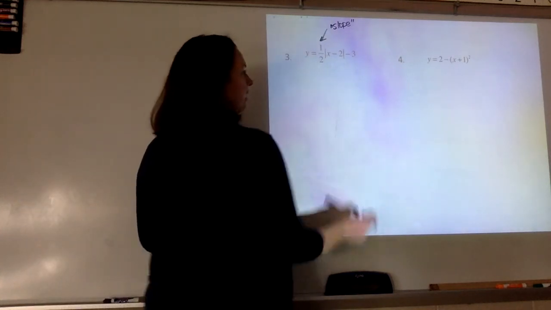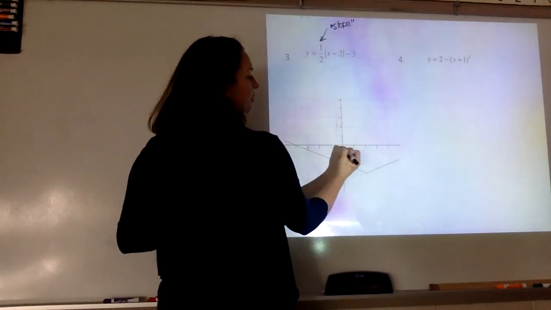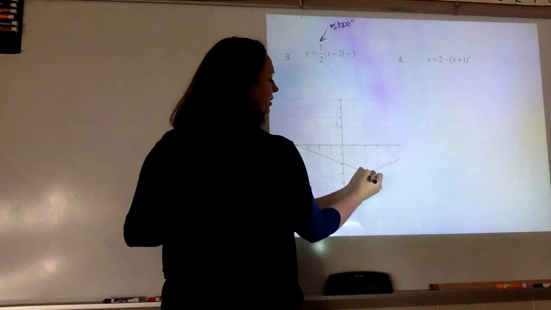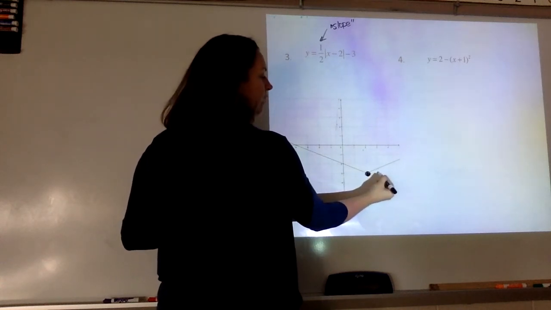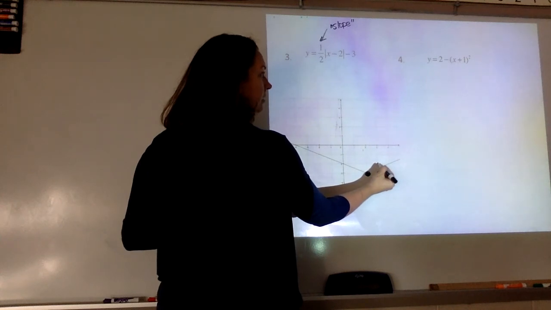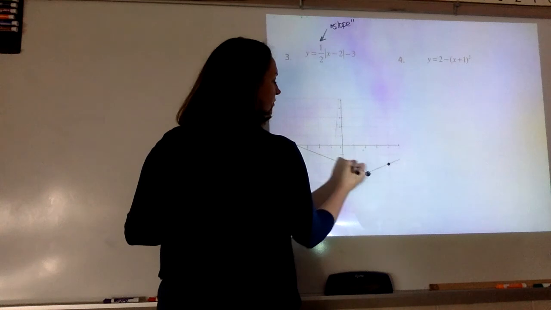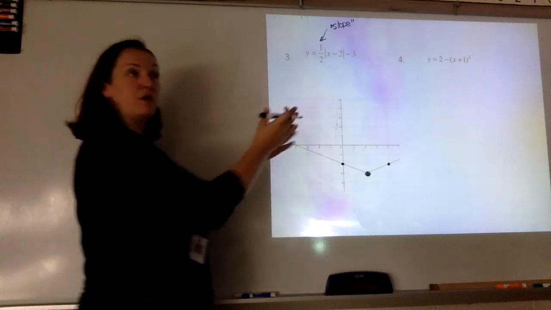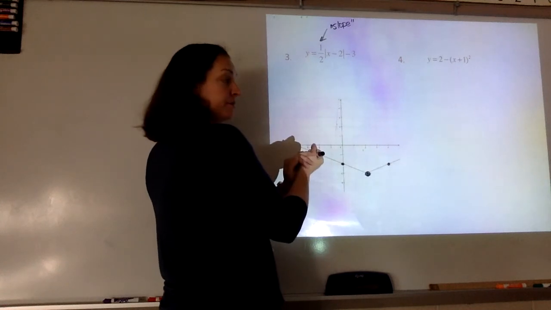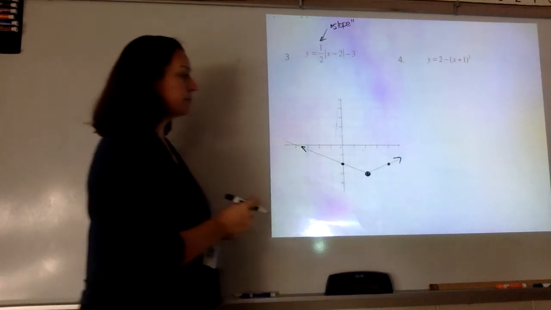So if I come over here and I draw my graph, I'm going to go right 2, down 3. Here's my key starting point. I normally would go right 1, up 1, but my slope says rise of 1 over 2, rise of 1 over 2. Notice it made my absolute value flatter. And then I can draw in my lines with my arrowheads on the end.